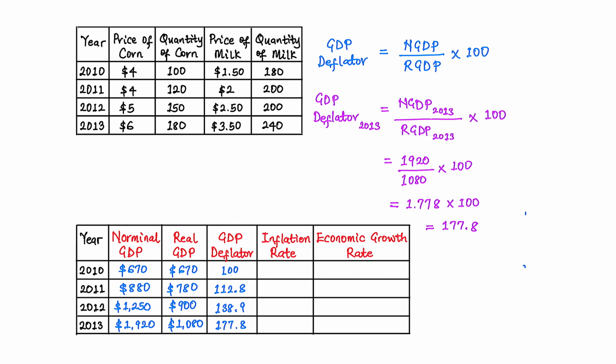Just important notes, the GDP deflator of the base year is always 100. If for a particular year the nominal GDP is greater than the real GDP, then the GDP deflator will be more than 100. If the nominal GDP is less than the real GDP for a particular year, then you should expect the GDP deflator to be less than 100. That's just something important to note.